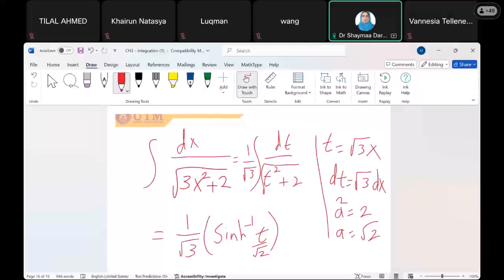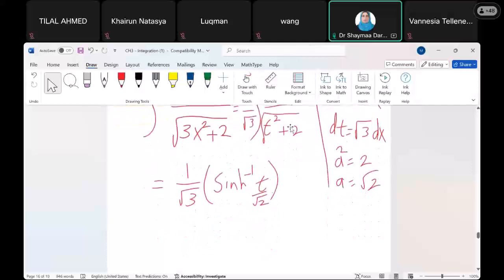A square here is 2. This is t square plus a square. This is the formula of sine inverse. A square is 2, then a is the square root of 2. We cannot stop here. I have to write back my integration in terms of x.